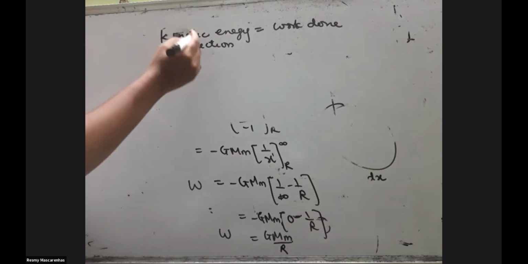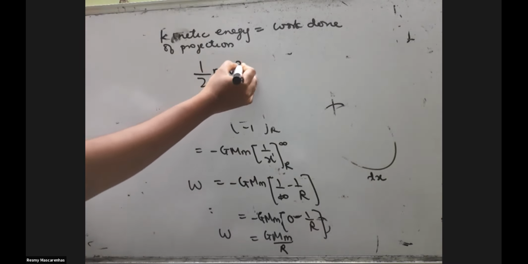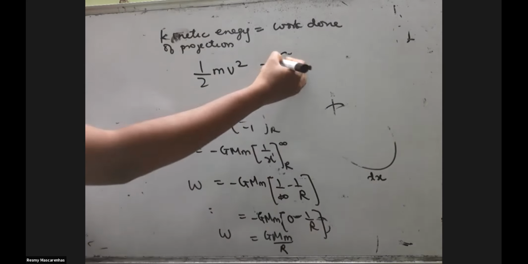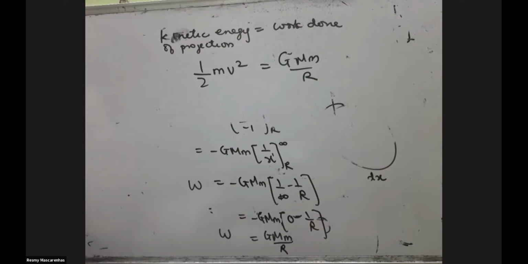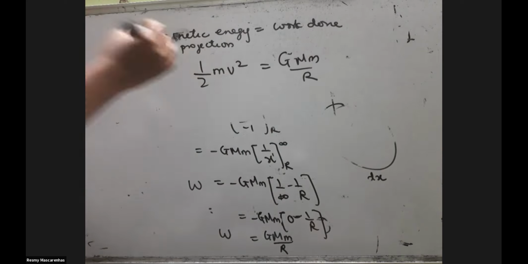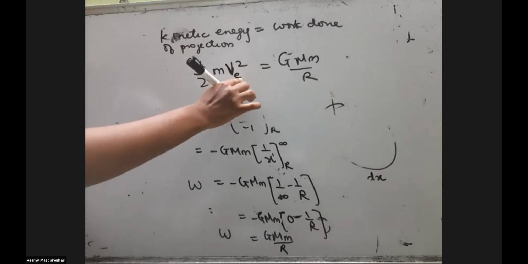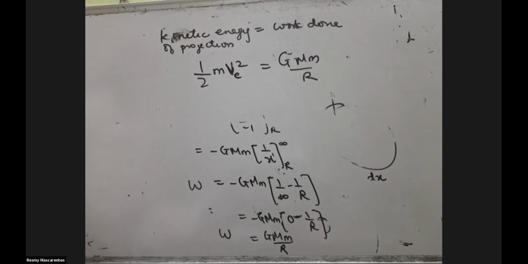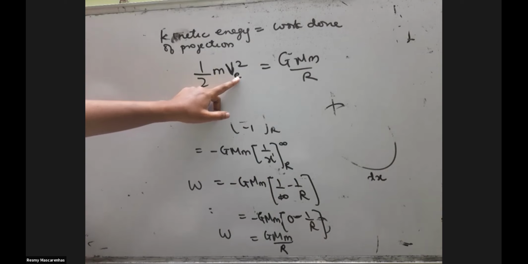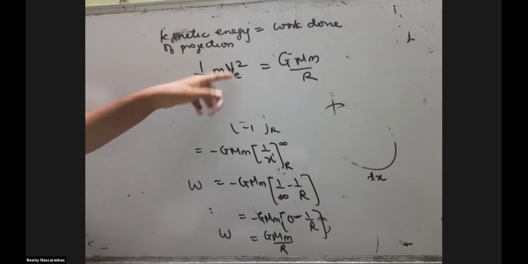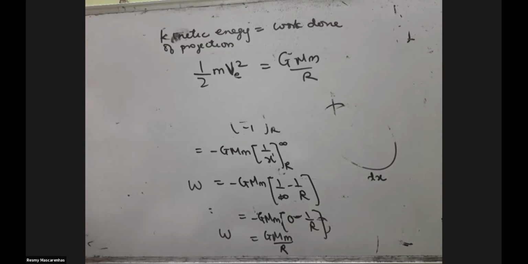So what is the formula of kinetic energy? Half mv square. The work done you got is GMm upon R. Now which velocity is it? We are calculating escape velocity, so we just have to write the letter e, because it has to go with only that velocity. Otherwise, as I told you, if it is less, it will come back to the earth.